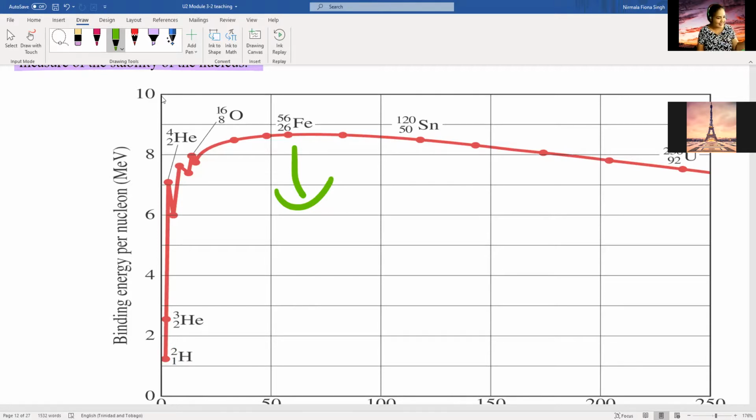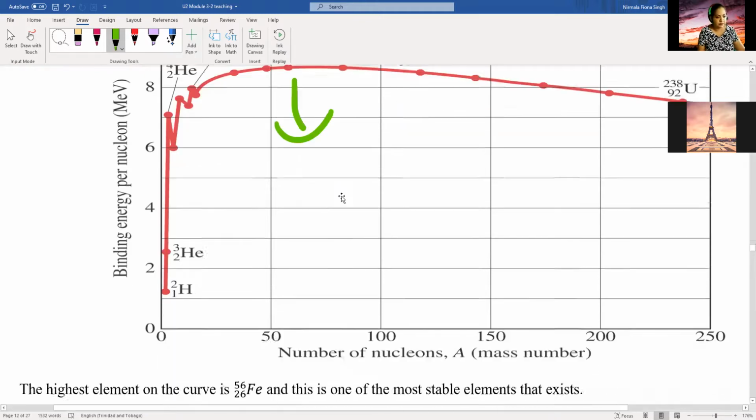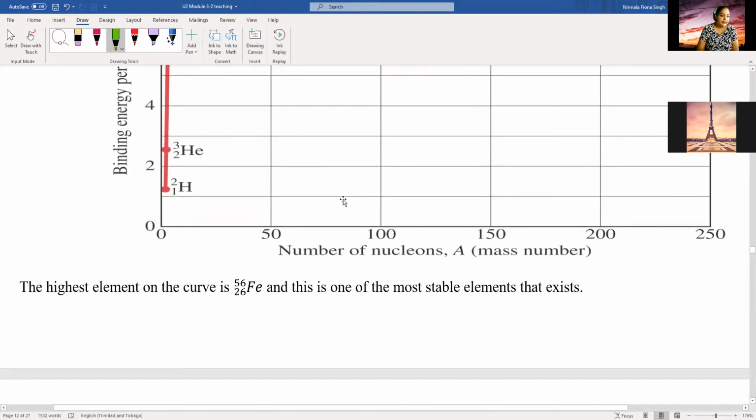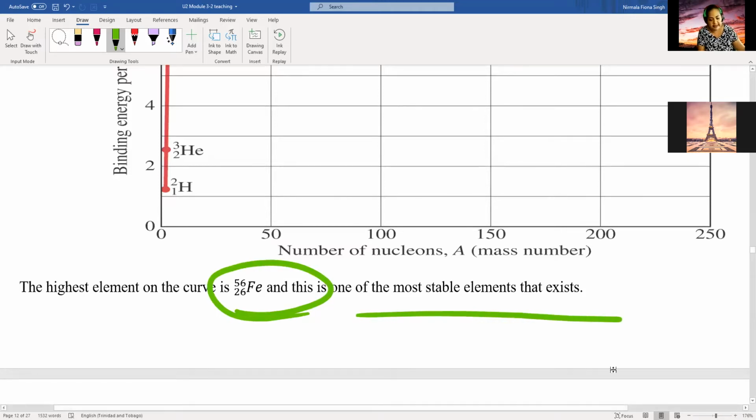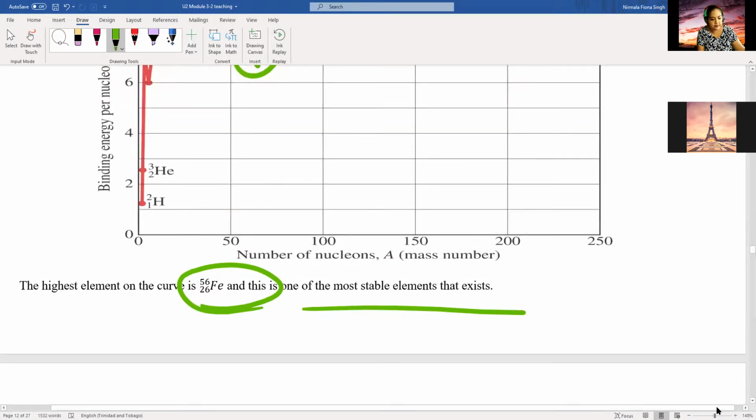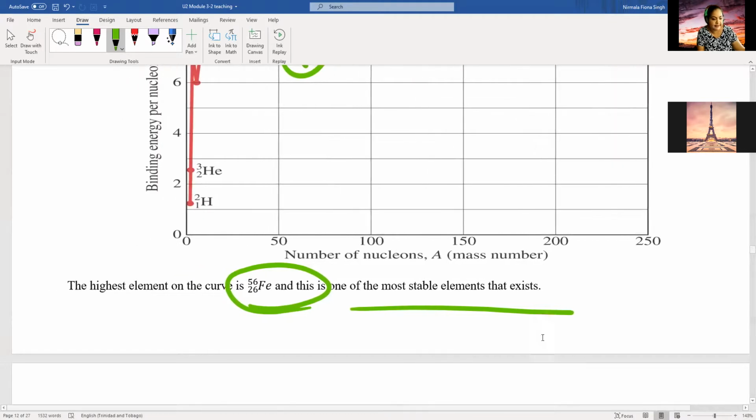All right, we're not talking about rusting because nobody likes to rust like iron. Rusting is a chemical process. Nuclear energy is an atomic process. Two very, very different things. One is a chemical reaction. This is more fundamental and deeper down. All right? So the highest element on the curve is iron 56, and it's one of the most stable elements that exist. Hence why we have a lot of iron on our planet.